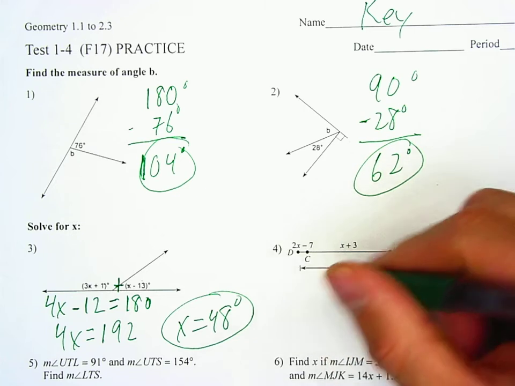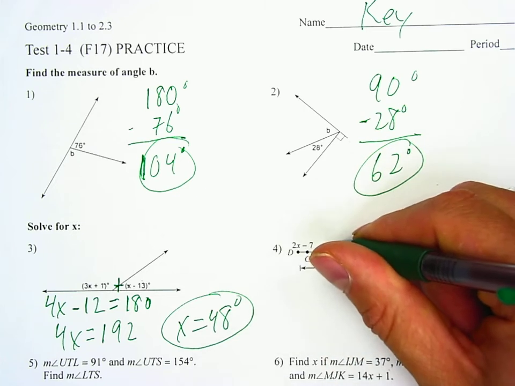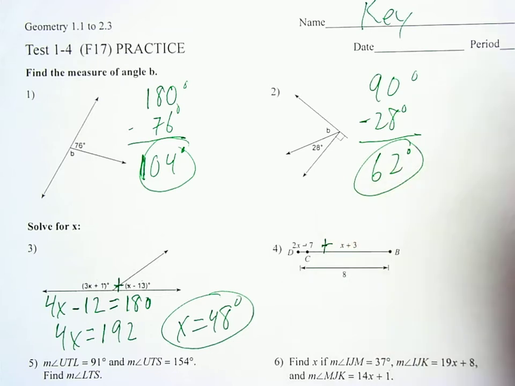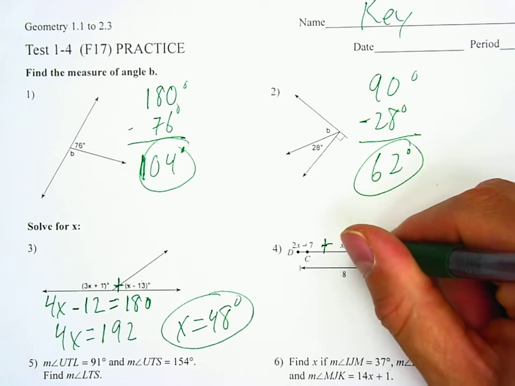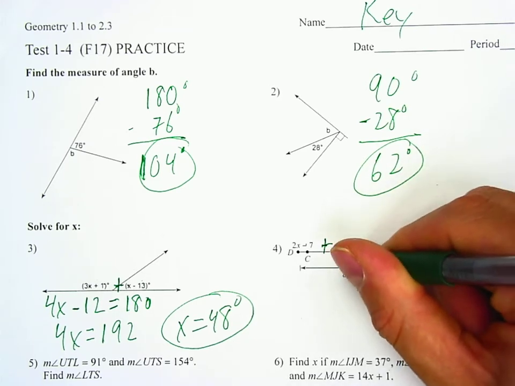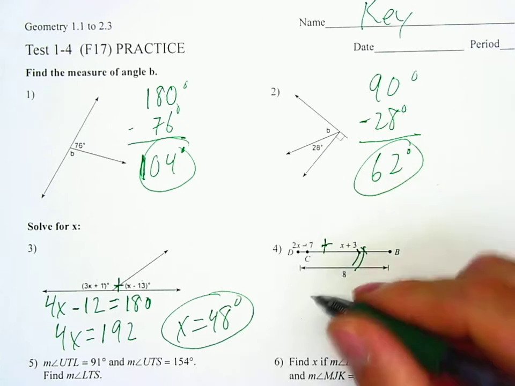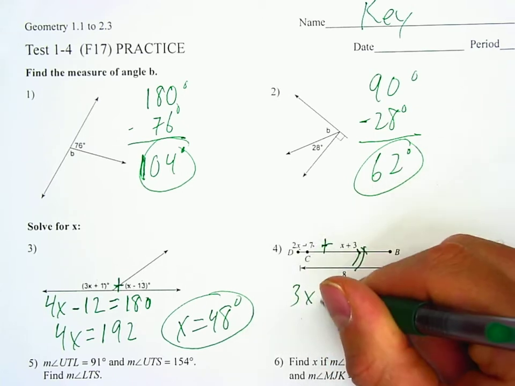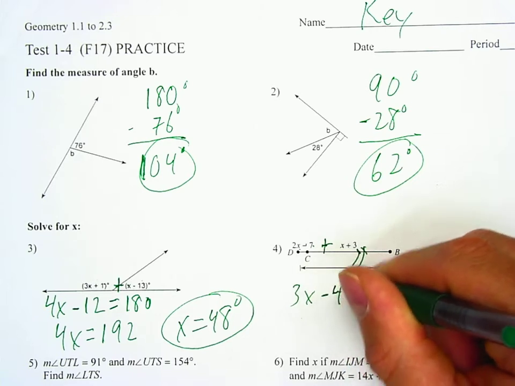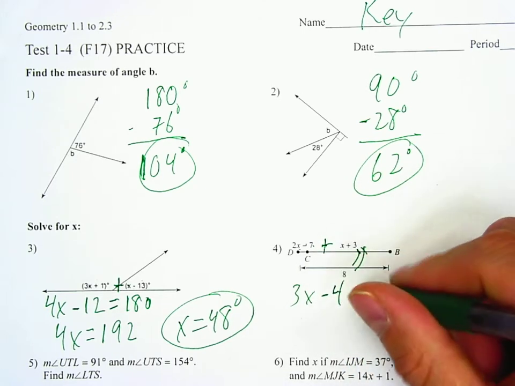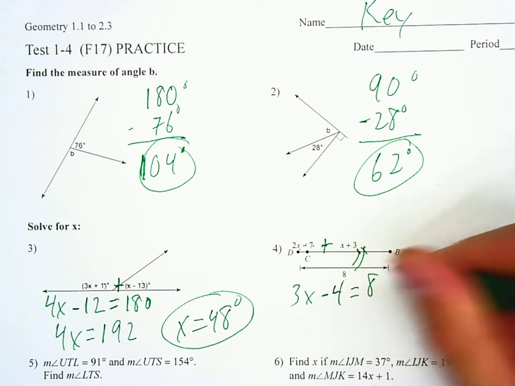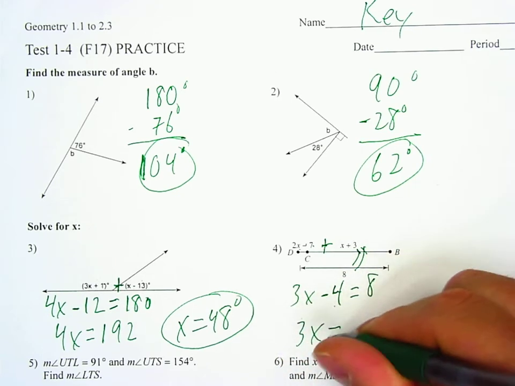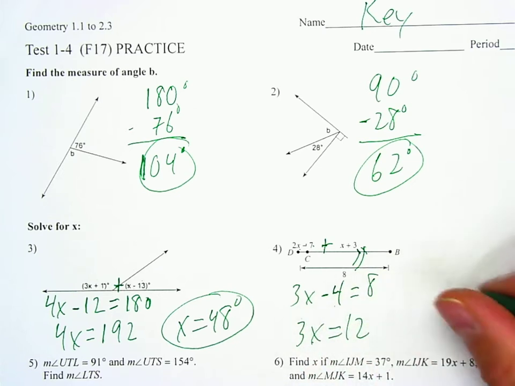All right, next thing, the segment addition postulate. The two small segments, 2x minus 7 plus x plus 3, are going to add up to be equal to that 8. All right, so 2x plus x is 3x. Negative 7 plus 3 is minus 4. This will be equal to 8. Adding the 4 to the 8 will yield 12. And dividing 3 into 12 will yield 4.